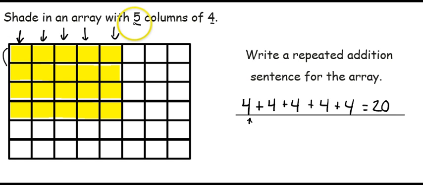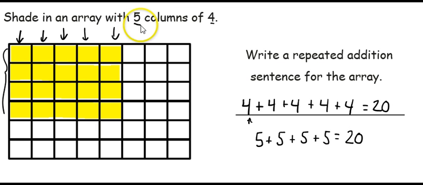I could also write an addition problem showing the number of squares in each row. There are 4 rows, and each row has 5 squares. And that will also give a total of 20 squares for this array.